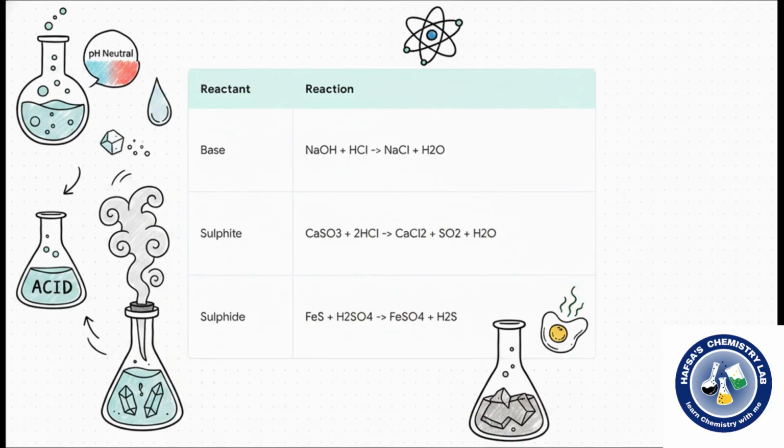But acids can also aggressively dismantle other compounds. React an acid with a sulfite, like calcium sulfite, and you produce sulfur dioxide gas, SO2. React an acid with a sulfide, like iron sulfide, and you generate hydrogen sulfide gas, H2S. Acids truly are the master transformers of the chemical world.